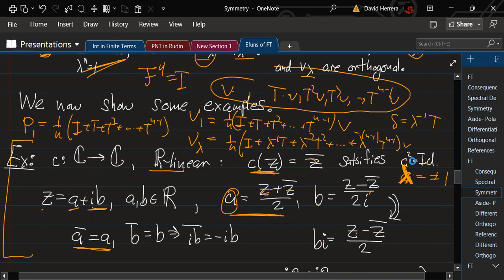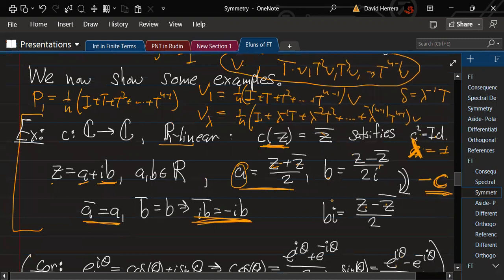And because the eigenvalue is negative 1, you're actually averaging over the orbit of minus C, which this is the identity applied to Z, and this is minus C applied to Z. And you're averaging those. And that gives you BI. And BI is an eigenvector with eigenvalue 1 for minus C, which is the same thing as eigenvalue minus 1 for C.